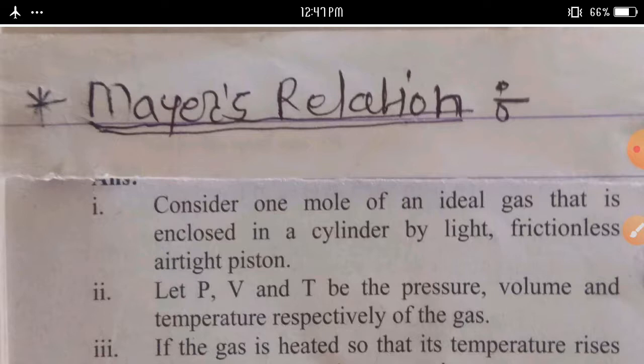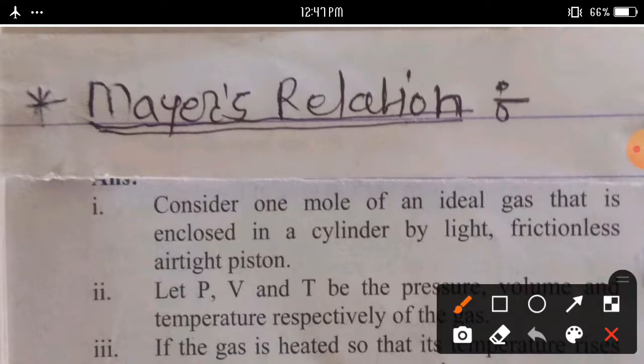Then we can discuss another, new topic, Mayer's relation. In this topic, we discuss Mayer's relation for molar as well as principal specific heat. Here, we first consider 1 mole of an ideal gas that is enclosed in a cylinder by a light, frictionless, airtight piston.